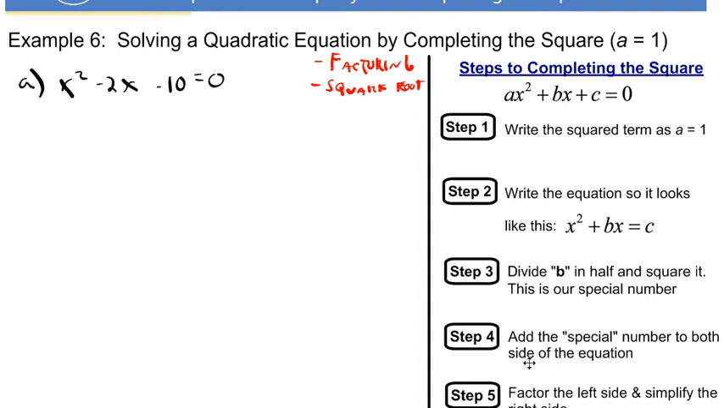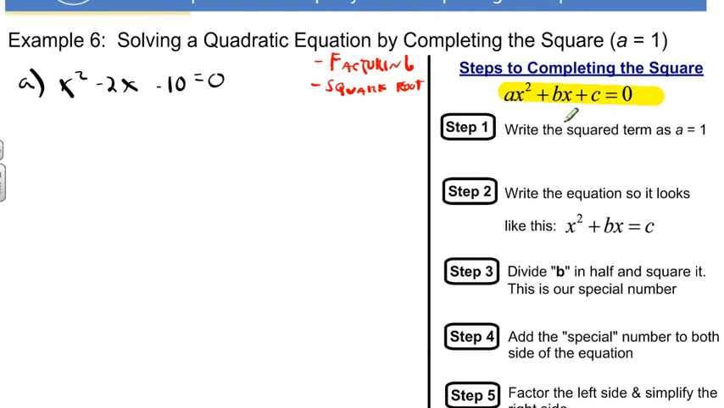All right, it's a little lengthy, as you can see there. It's a little extensive here, but I think once you get the hang of it, it does flow rather nicely. So let's go ahead and check this guy here. We have x squared minus 2x minus 10 equals 0. I want you to notice that I said steps to completing the square, and notice how I wrote the quadratic like this. It's just a general form, ax squared plus bx plus c equals 0.